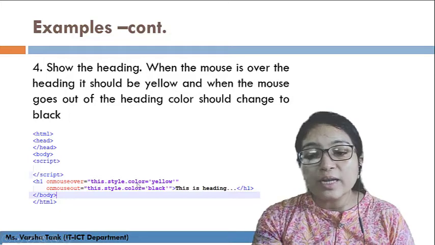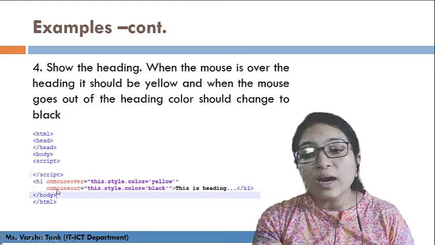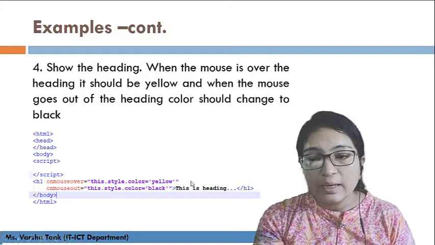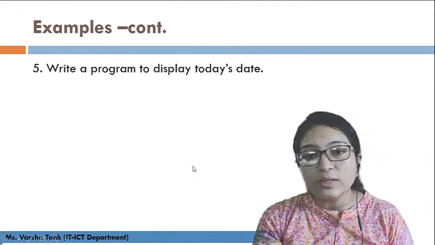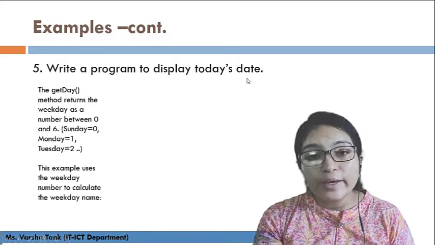Okay, so in this way you have to handle this event. So this.style.color is equal to yellow whenever I am hovering the mouse on the H1 heading, and whenever I am doing the mouse out, at that time the color should be black. Okay, this is the fourth practical. Now let's see the fifth practical also, then we will see them in practical. Write a program to display today's date.